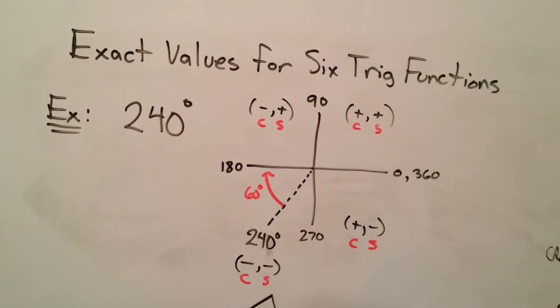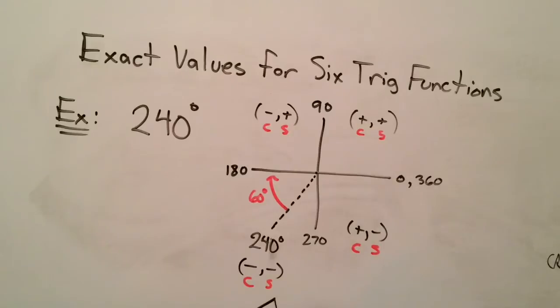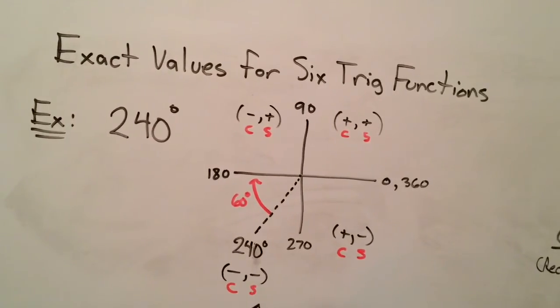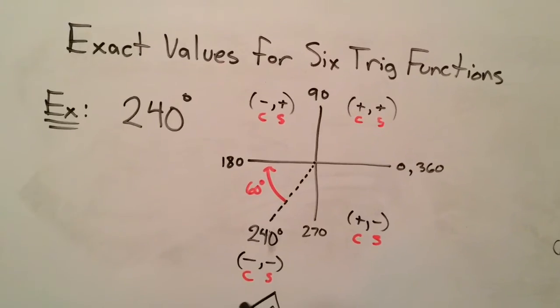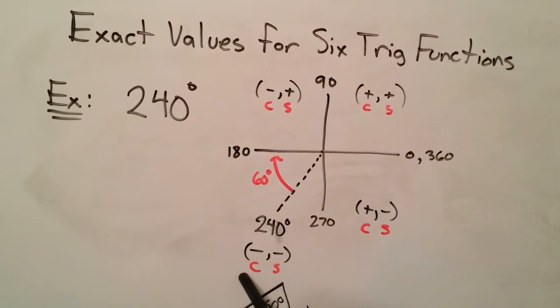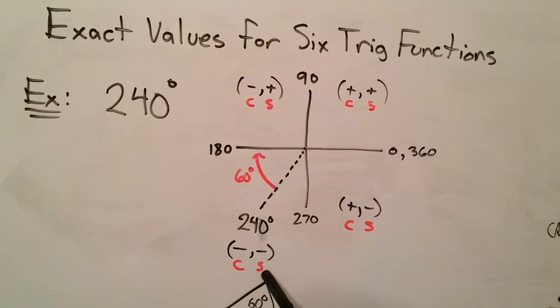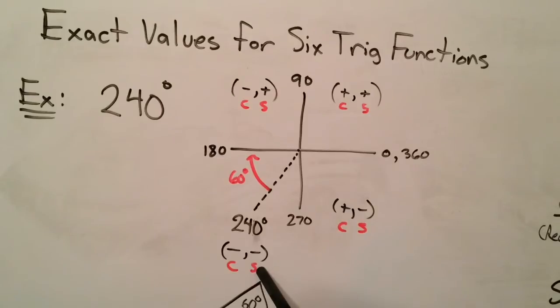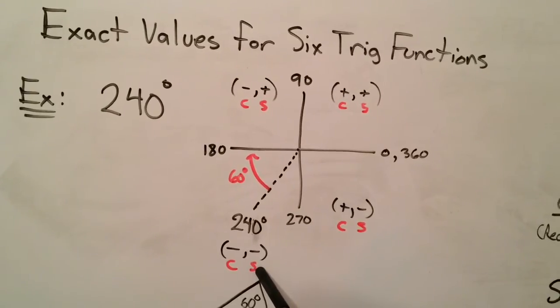We also need to know what the sign of cosine and sine are in the various quadrants. Down here in quadrant 3, both cosine and sine are negative values. And so we will need this when we convert our problem over into the various trig functions.